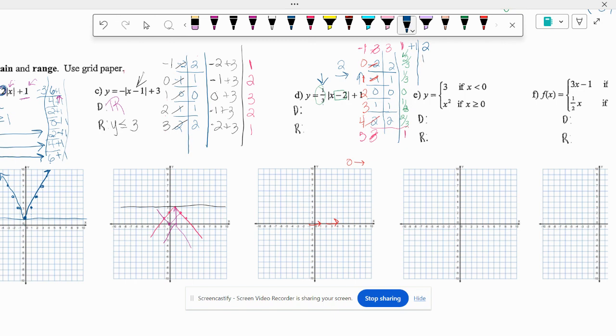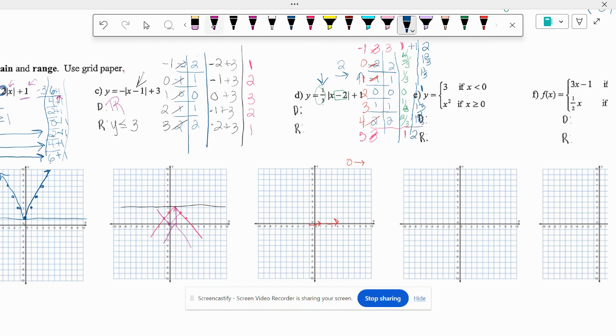2/3 plus 1 is 1 2/3, or 5/3. 1/3 plus 1 is 1 1/3. 0 plus 1 is 1. 1/3 plus 1 is 1 1/3. 2/3 plus 1 is 1 2/3. 1 plus 1 is 2.